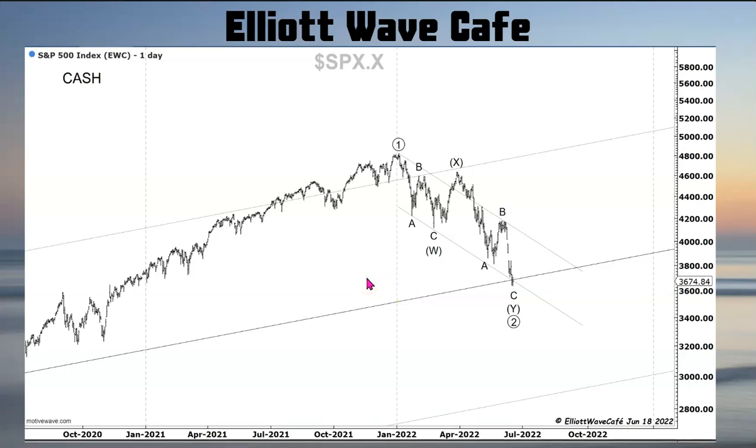And the pullback, it is a 1. So that's the top of the wave 1. The pullback is an ABC for a W up in X near the B wave, and then another ABC in it. So I'm looking at it as a double zigzag for right now. Now, I'm not sure if the C wave lower found, or maybe there is another push lower.